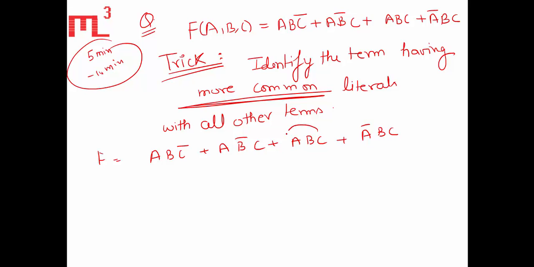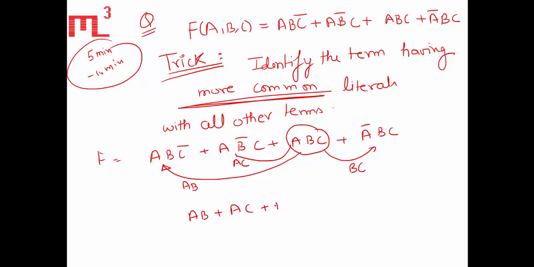So if you keenly observe, from this term we have ab common, from here we have bc common, and from this term we have ac common. So this is the answer: ab plus ac plus bc. That's it, done. I think it will take hardly 10 to 20 seconds.